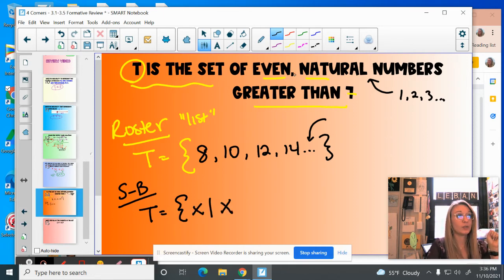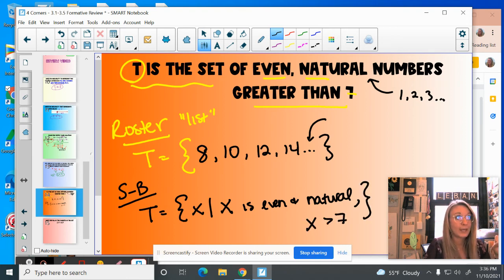tell me the characteristics. So we know that the first characteristic is that the numbers have to be even and natural. So X is even and natural. And then you need the limit there. X has to be greater than 7. So when you're given this description, number 1, you can list the elements in roster form. You start with your set name, you just list elements that could be part of it. In set builder, you've got the set name, your variable, the characteristic or property, which is usually like even numbers, natural numbers, odd numbers. And the last part is your limit that's right there.